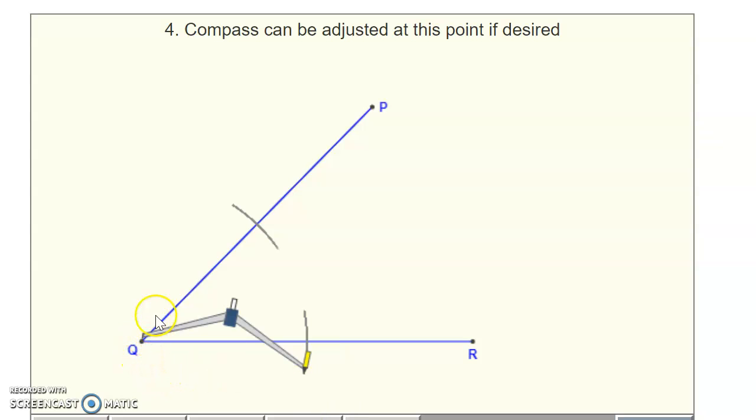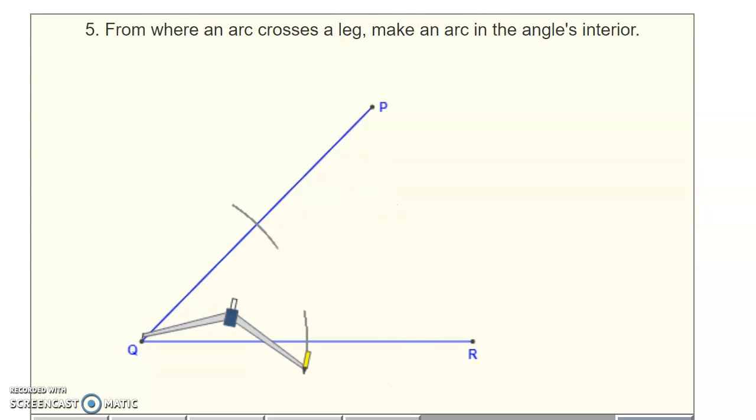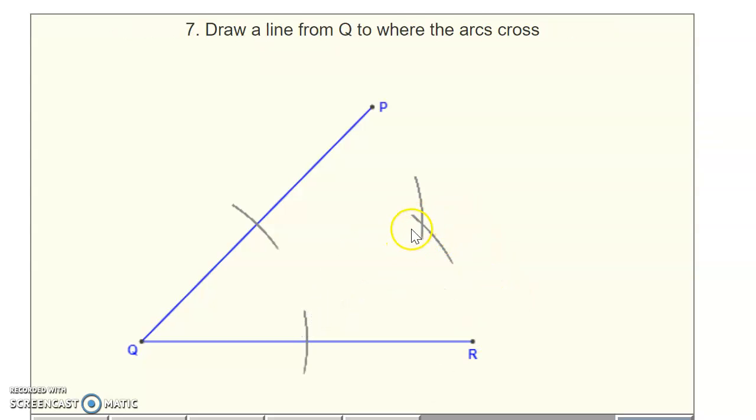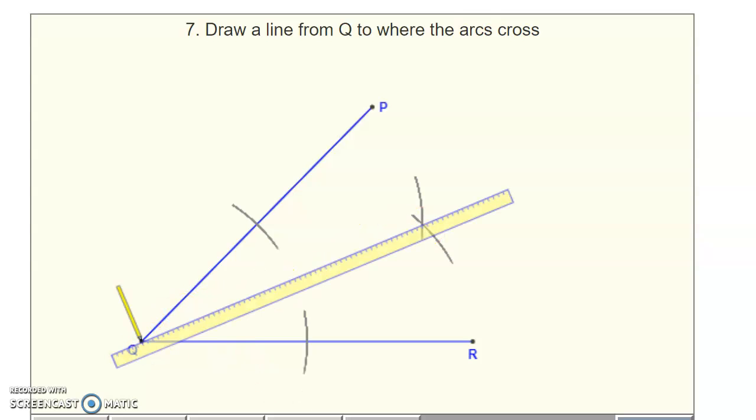I'm going to move the point of my compass to one intersection and make another arc in the middle inside my angle, between the legs of my angle. Then move the compass point to the other intersection point that you originally created, and do the same thing. What you've done now is created a new intersection of two arcs. That point with the vertex of your angle will form the angle bisector.